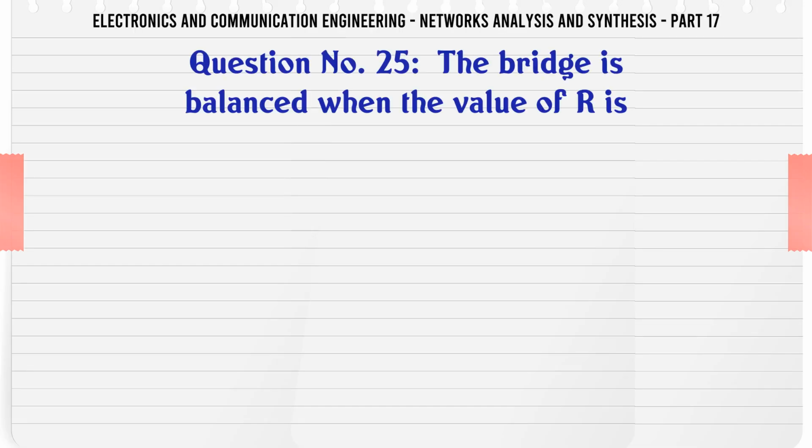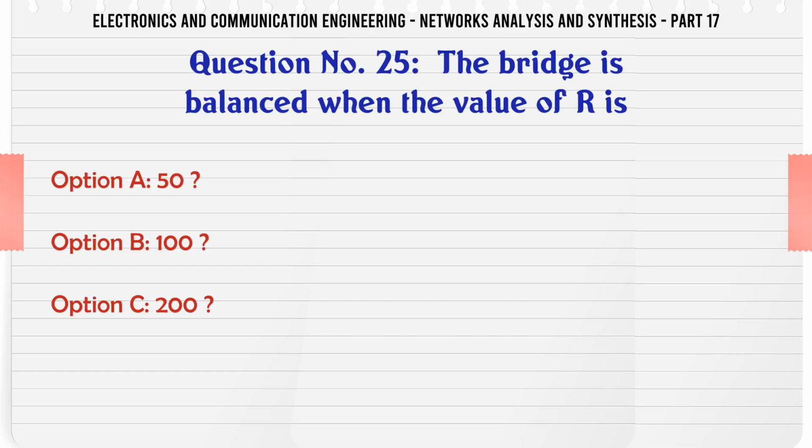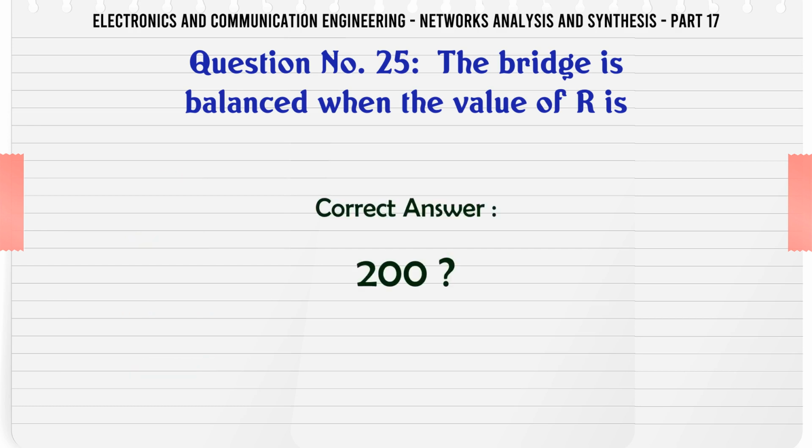The bridge is balanced when the value of R is A. 50. B. 100. C. 200. D. 250. The correct answer is 200.